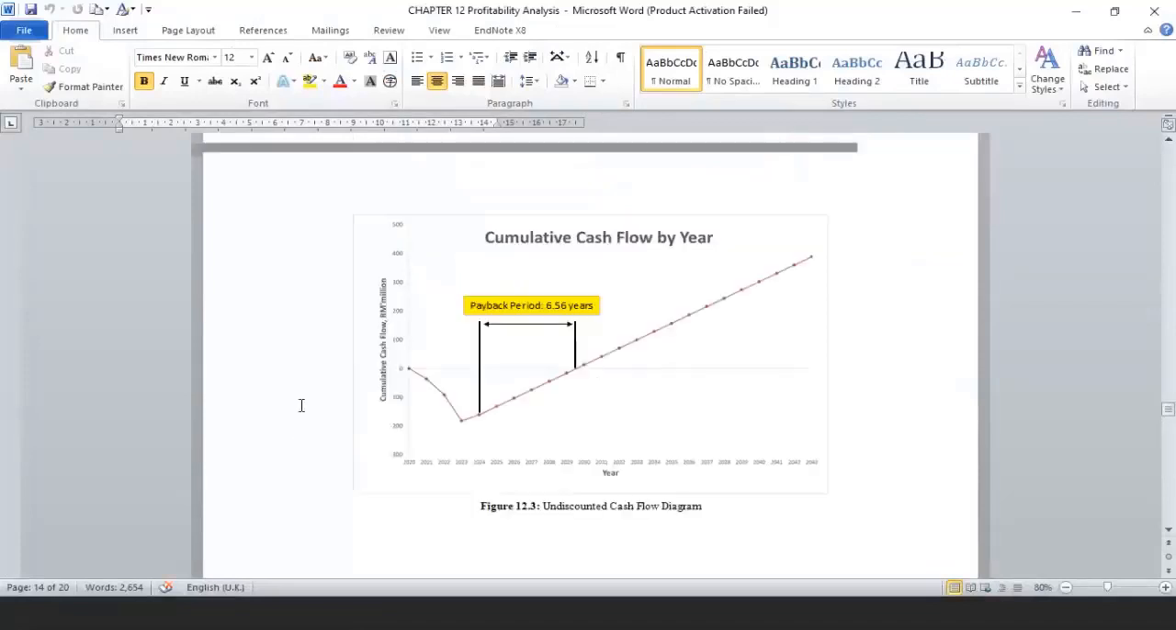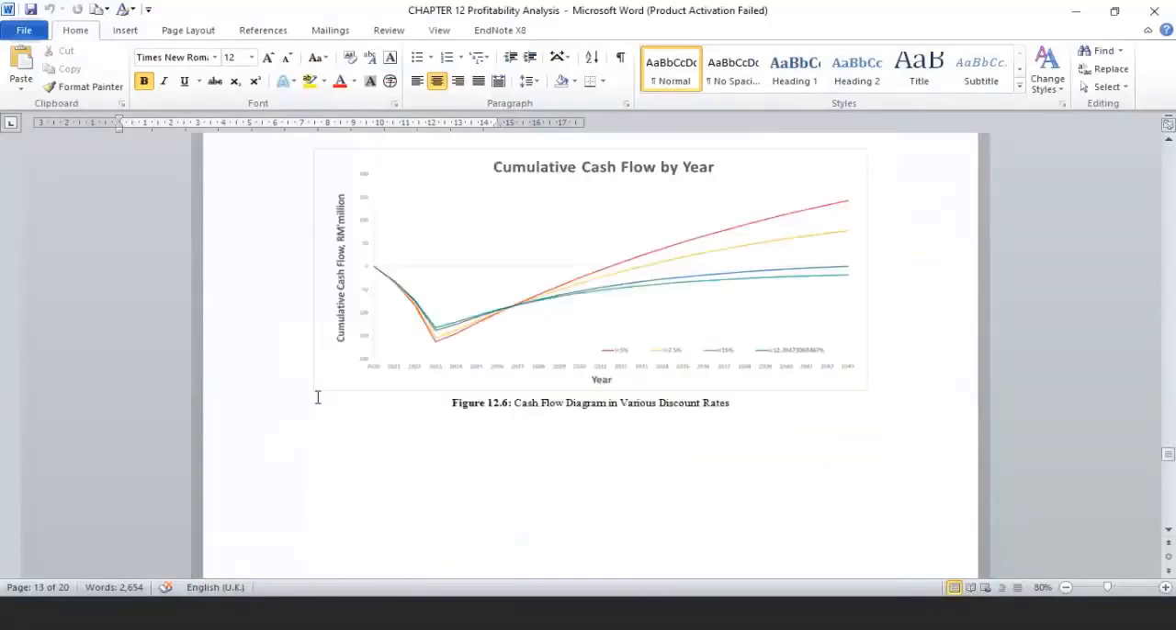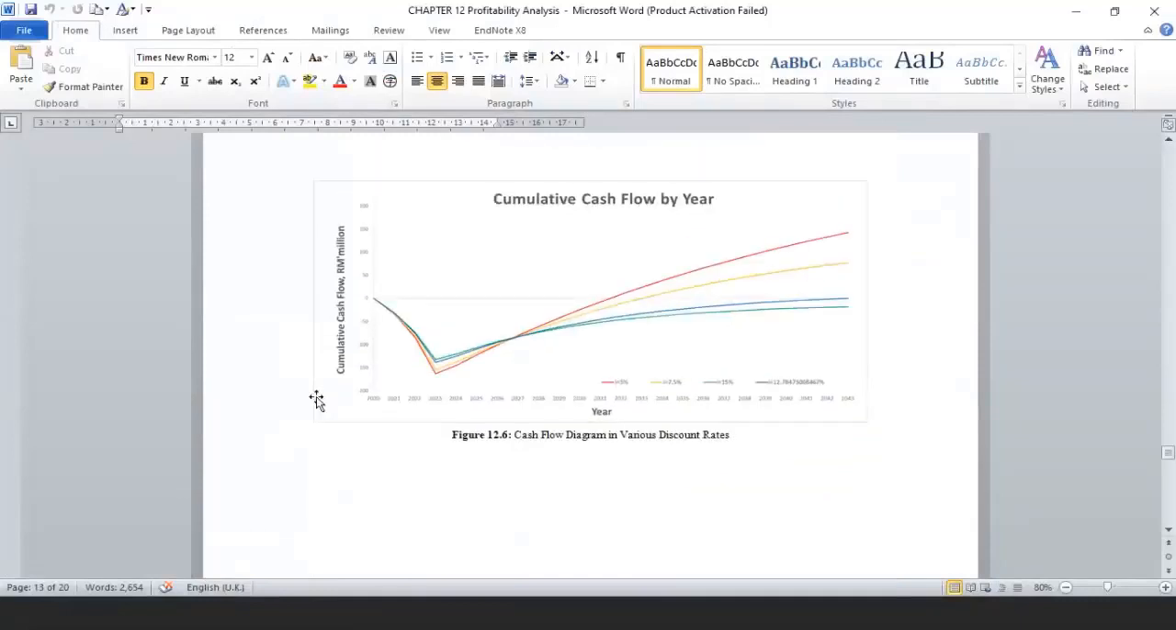Doktor nampak tak? Okay. Yang ni, yang ada interest ke tak ada? Without interest? Ni tak ada. Okay, yang ada interest? Yang ada interest ini. Ya, ada plot. Oh, okay, ada plot.